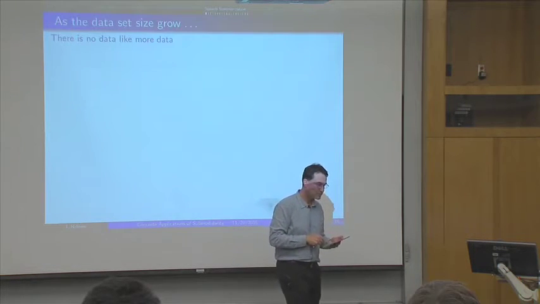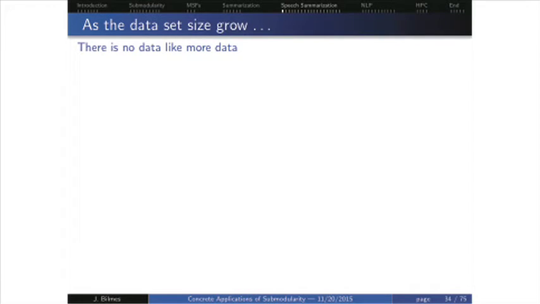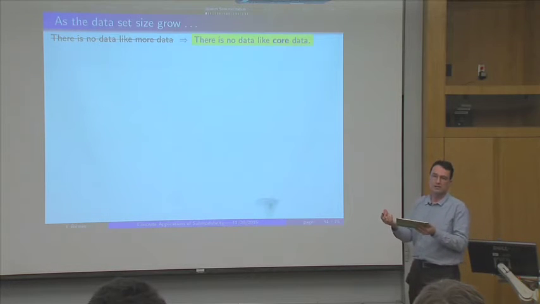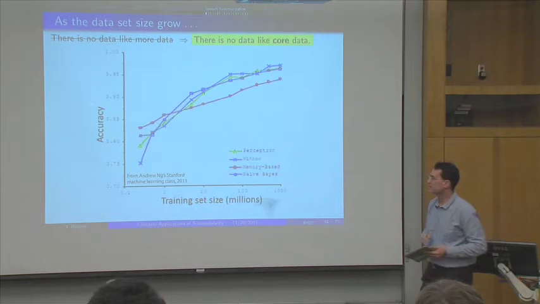And so the idea is the following. We know the old phrase, there's no data like more data. But I think a better phrase is really there's no data like core data, because the core data is the essential data that represents the information that you need to learn something in a machine learning system without having the redundancy that typically exists in data sets.